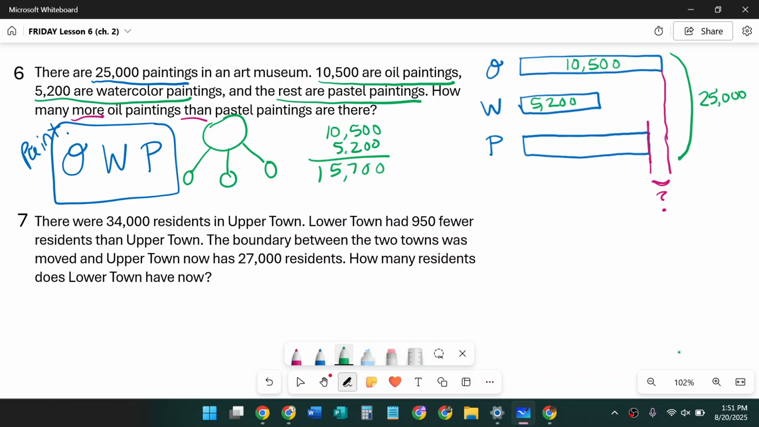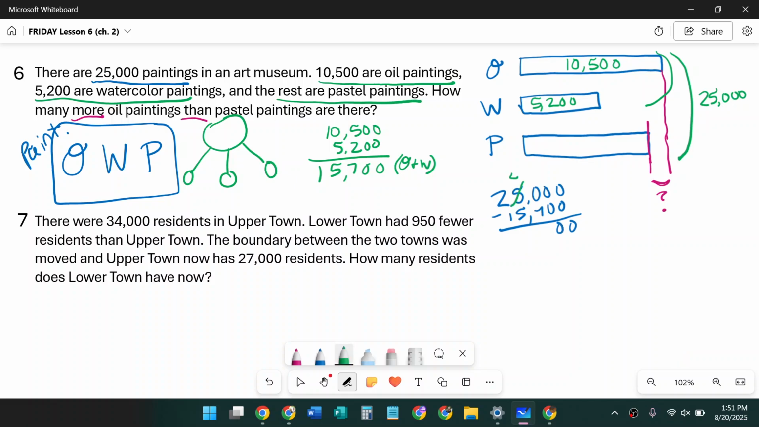That number, 15,700, is just these two, which means that to find this last one, oh, let's not put the star there. To find this last one, I can subtract this number. This is oil and watercolor. I can subtract that from 25,000. So 25,000 minus 15,700. So 0, 0.